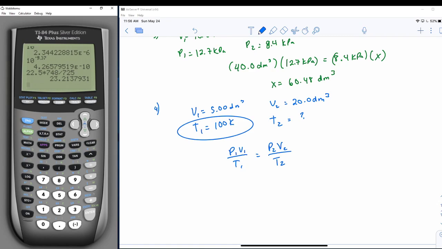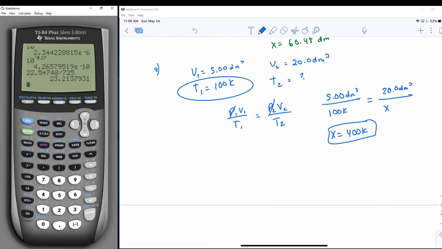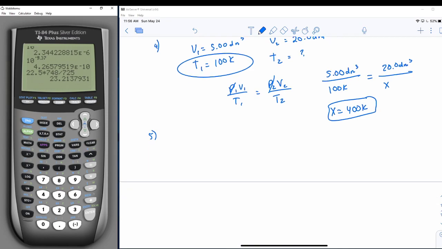So you use combined gas law, pressure is not here, so it's just V1 over T1 equals V2 over T2. V1 is 5 decimeters cubed, T1 is 100K, V2 is 20 decimeters cubed, and then this is X Kelvin. So we cross multiply, and then X equals 400 Kelvin. Technically, you could convert back to Celsius, but it doesn't specify which unit you have to have the answer in, so it doesn't matter.